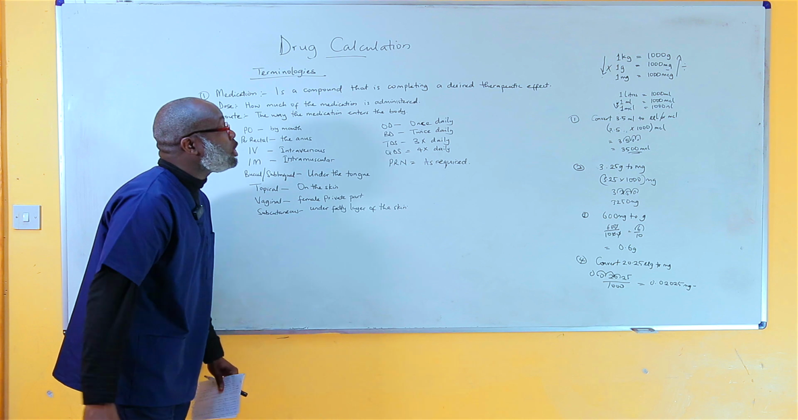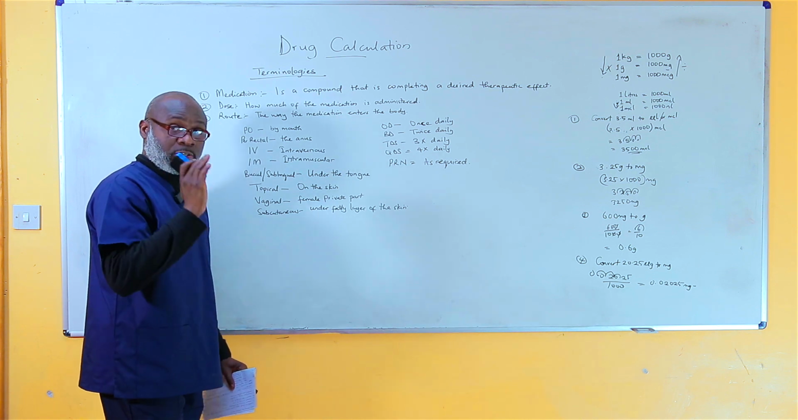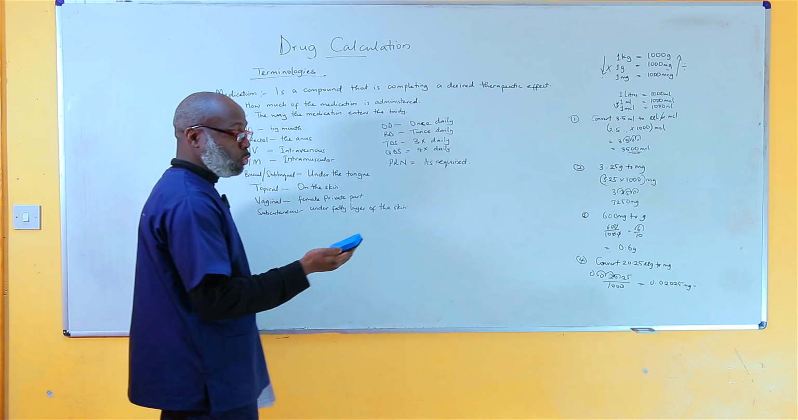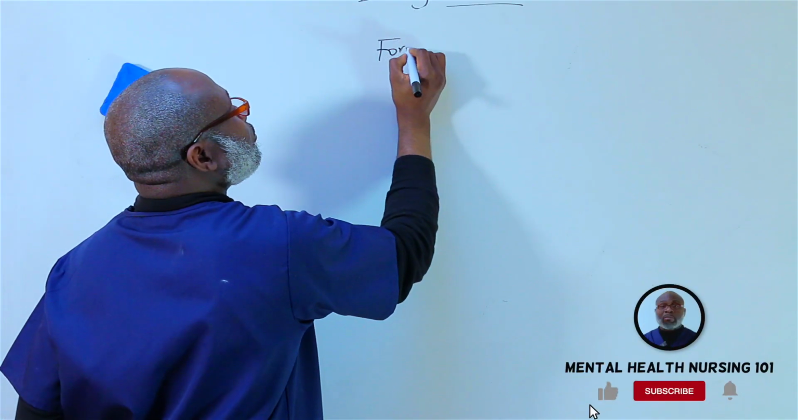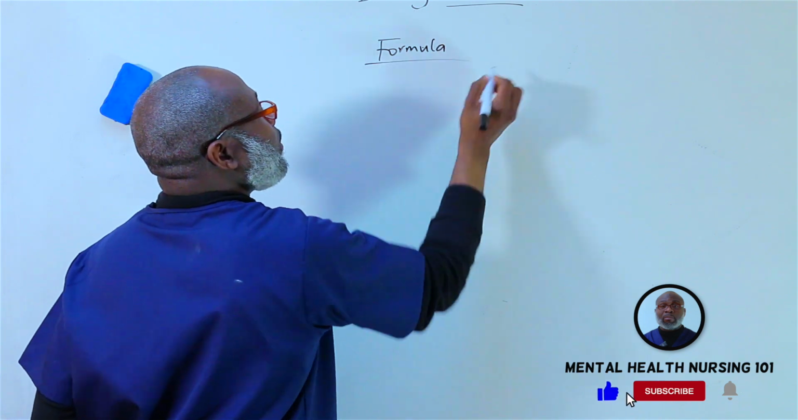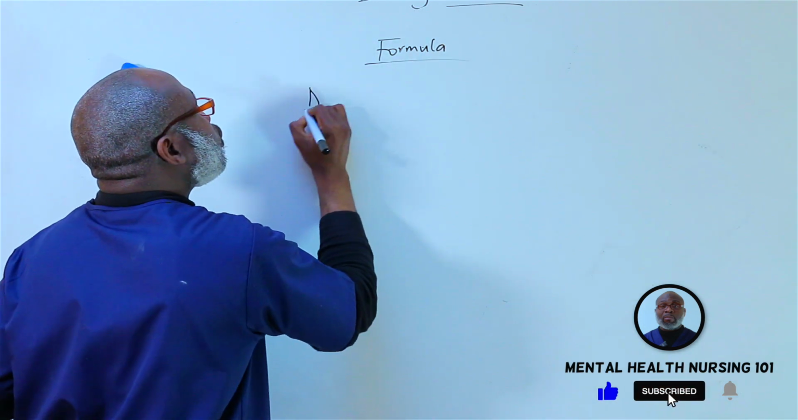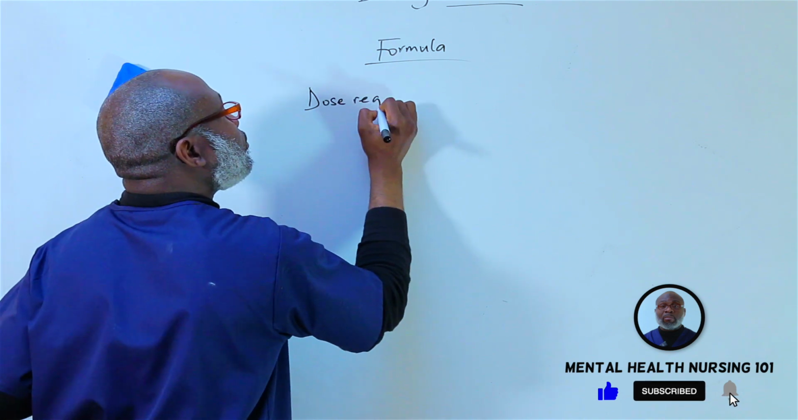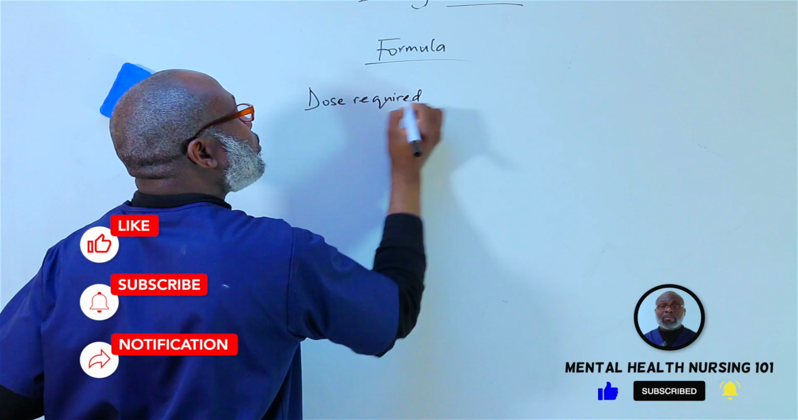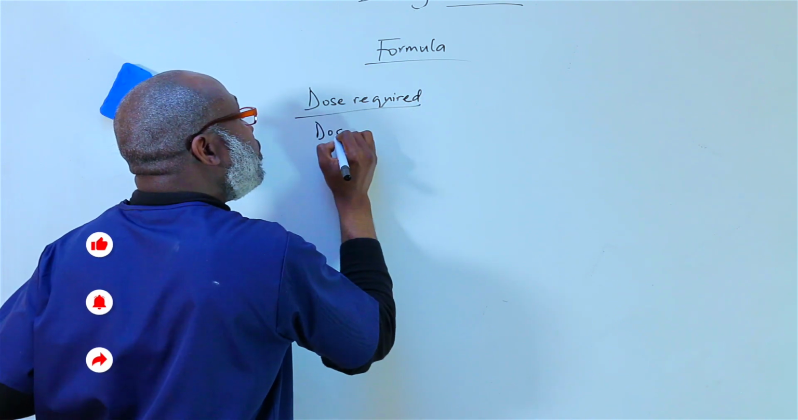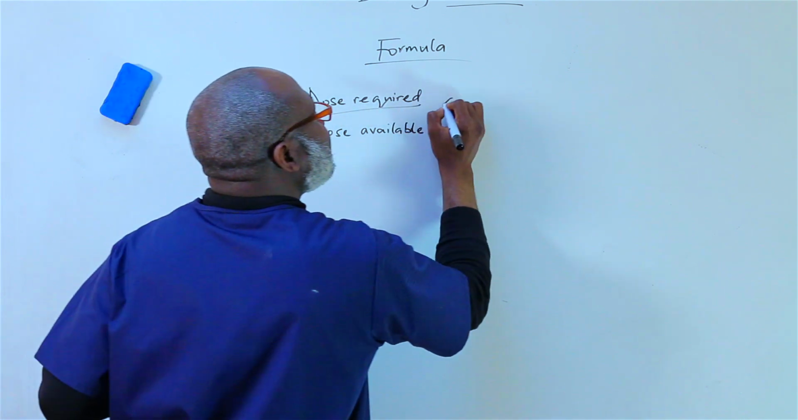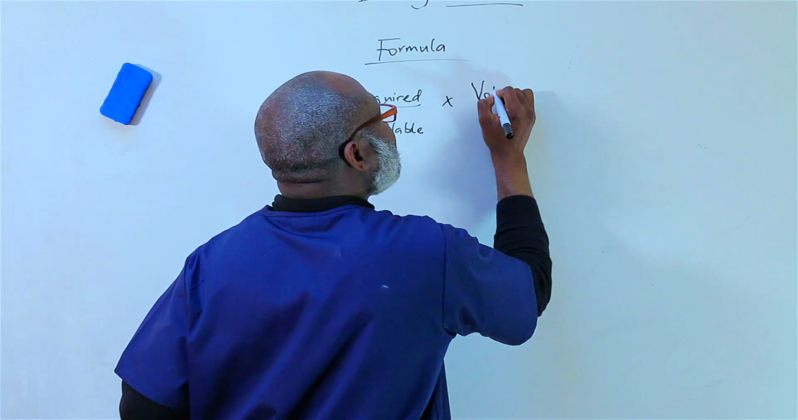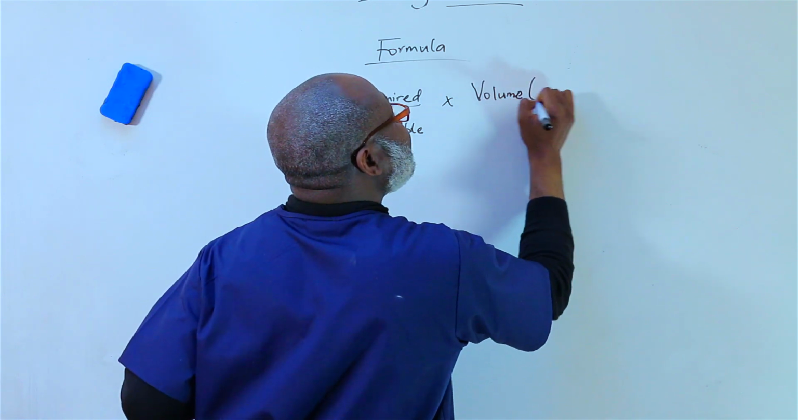After these terminologies, we're now going to go into the formula. The formula is dose required over dose available, times the volume, some will call it the volume and some will call it the vehicle.